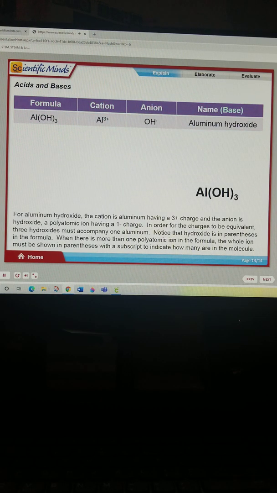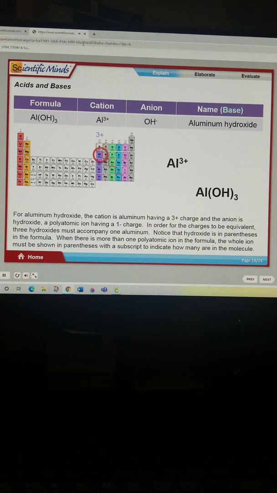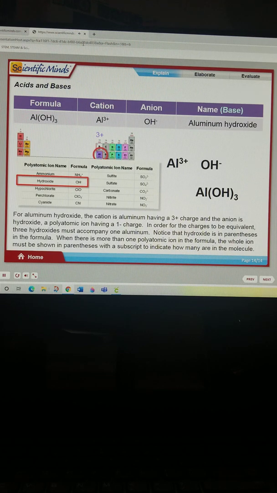For aluminum hydroxide, the cation is aluminum having a 3+ charge, and the anion is hydroxide, a polyatomic ion having a 1- charge. In order for the charges to be equivalent, 3 hydroxides must accompany 1 aluminum. Notice that hydroxide is in parentheses in the formula. When there is more than 1 polyatomic ion in the formula, the whole ion must be shown in parentheses with a subscript to indicate how many are in the molecule.